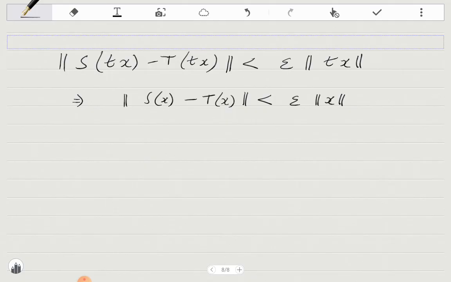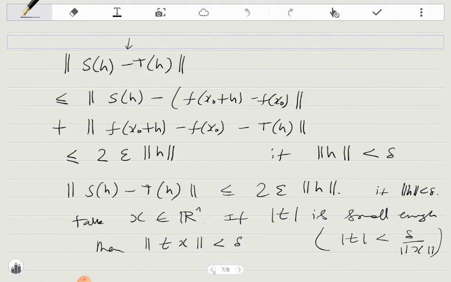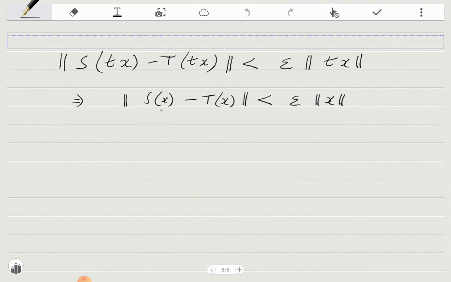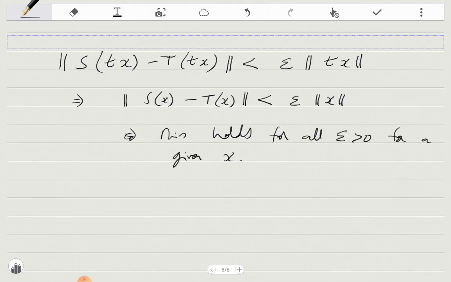Now this holds for all epsilon. Whatever epsilon I have given, I can take t sufficiently small. So I can fix x and vary that small t and I'll end up with this. So since this holds for all epsilon greater than 0 for a given x, you immediately conclude that T x equals S x. So this proves that this T, if at all it exists, is unique. So let me stop here and continue with the chain rule next time.